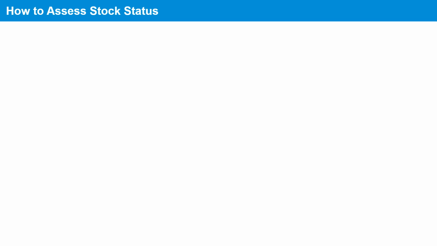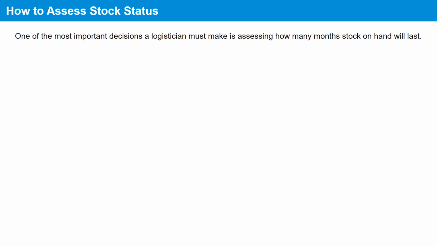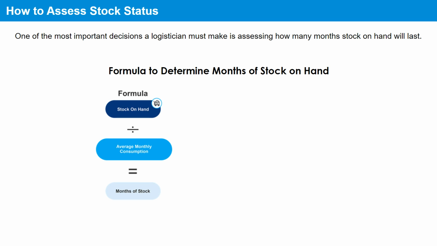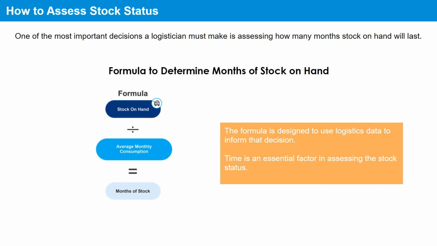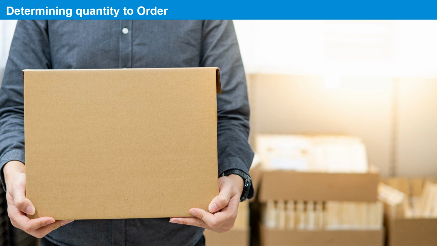In logistics management, your job is to turn data and numbers into information that can be used to make decisions. One of the most important decisions a logistician must make is assessing how many months of stock on hand an inventory will last. To determine months of stock on hand, a simple formula is used as depicted on the screen. The formula is designed to use logistics data to inform that decision. When you assess stock status, time is an essential factor. Using the given formula, let's now learn about how and when we will order commodities for any store.